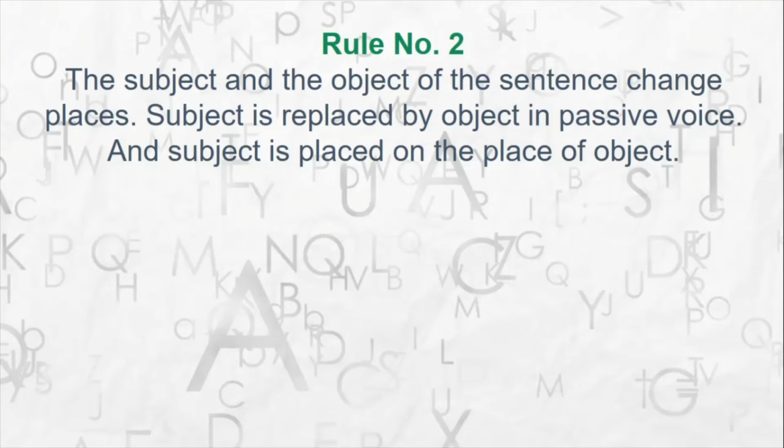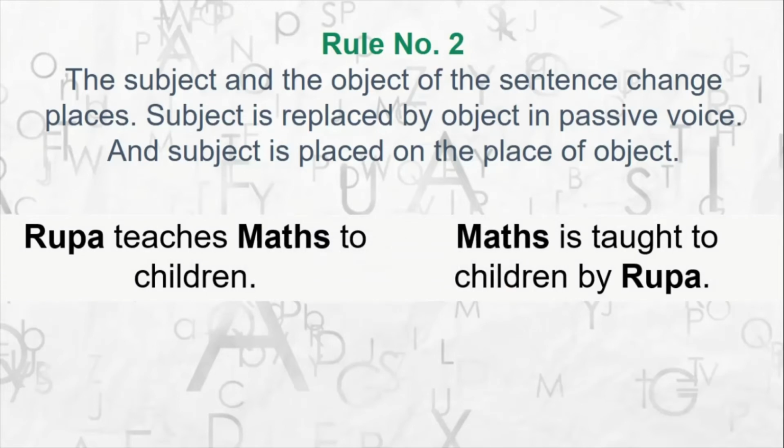In active voice, the subject is first and the object comes later. And in the passive voice, the object comes first and the subject goes later. Example: Rupa teaches maths to children. See how I have changed it? Maths is taught to children by Rupa. Okay, so the subject Rupa and the object maths have changed places here.